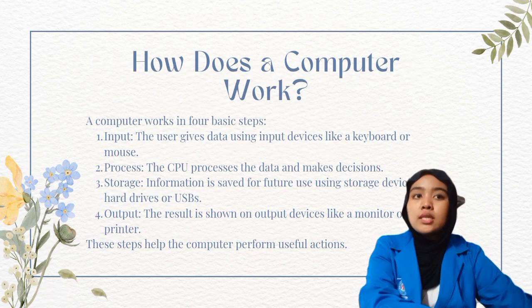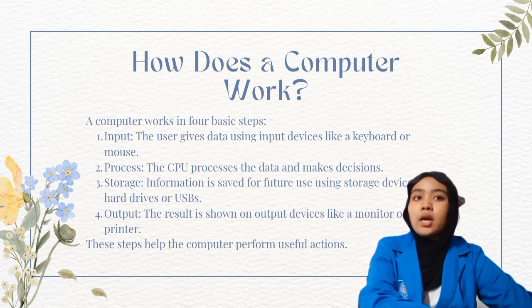Next, how does a computer work? A computer works in four basic steps. 1. Input. The user gives data using an input device like a keyboard or mouse. 2. Process. The CPU processes the data and makes decisions. 3. Storage. Information is saved for future use using a storage device like a hard disk or USB. 4. Output. The result is shown on an output device like a monitor or printer. These steps help the computer perform its actions.